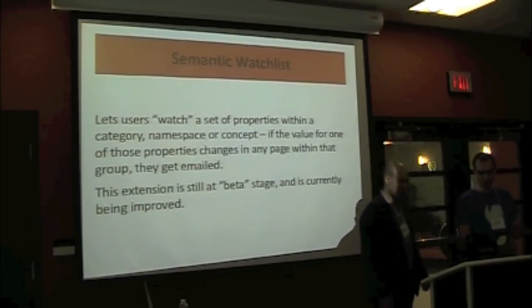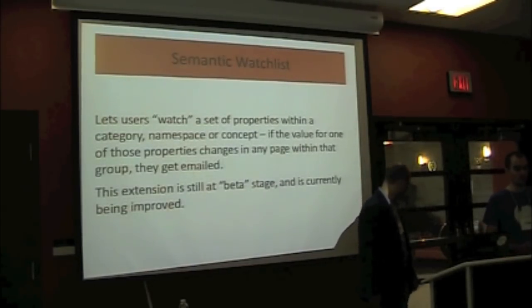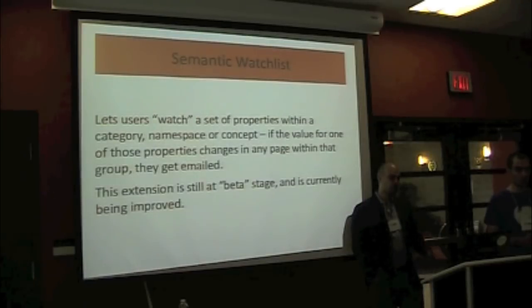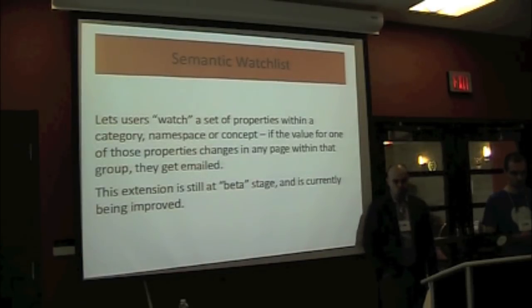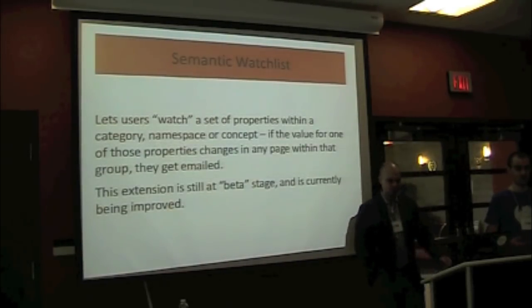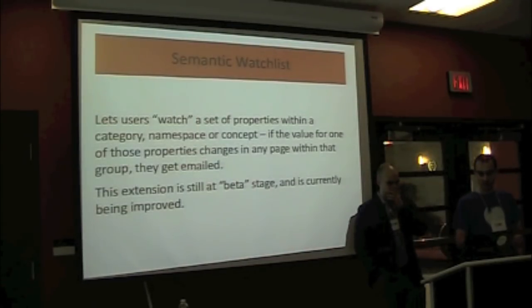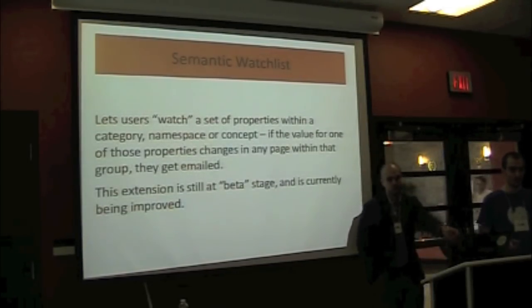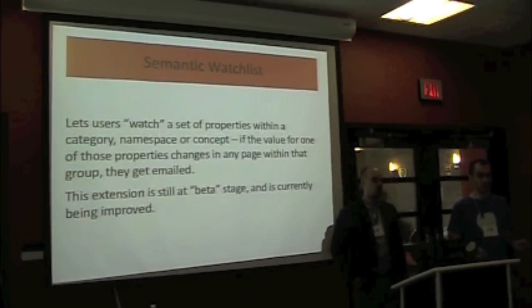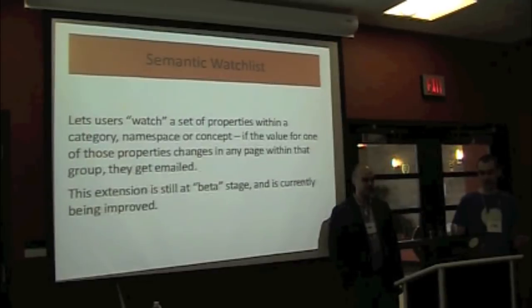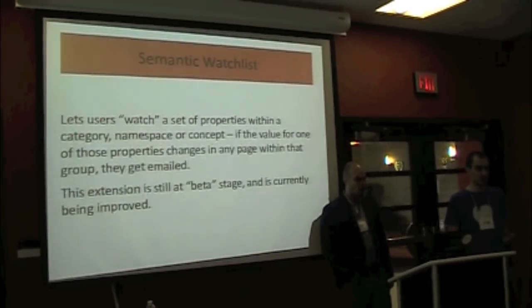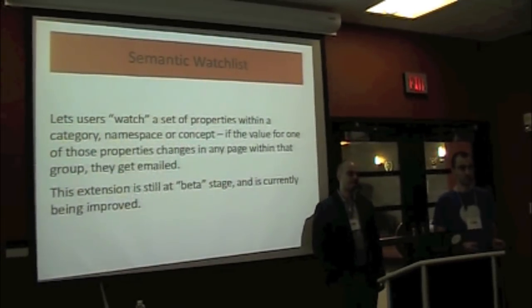Okay. Watch list. So one of the nice features in MediaWiki is that you can track changes by various mechanisms such as logs and recent changes, but you can also get more personalized results by watching pages, which basically allows you to get a personal log of changes made to these pages. And semantic watch lists sort of does the same, but allows you to specify the things you're interested in by using categories, properties, concepts, namespaces. So you can basically say that you want to watch a certain category and that you're interested in changes to the values of certain properties in this category.